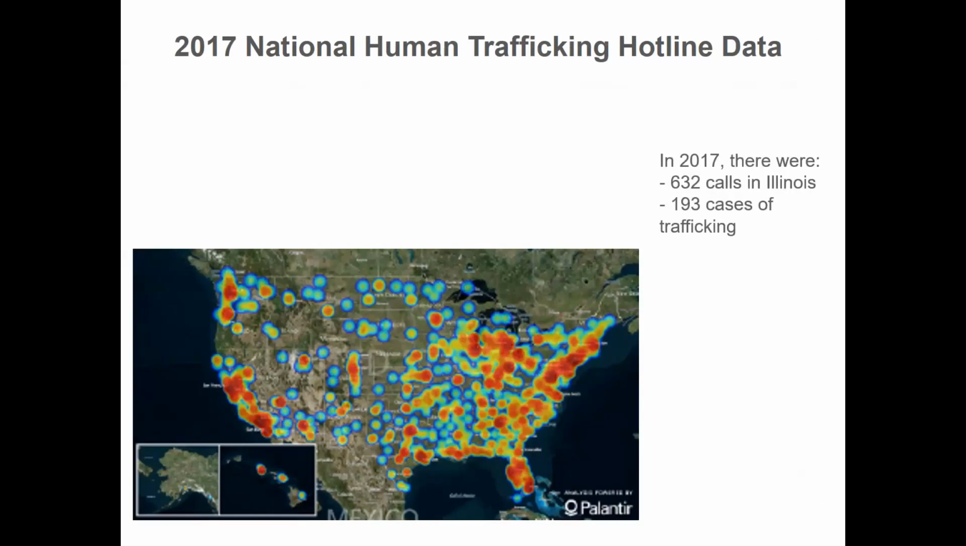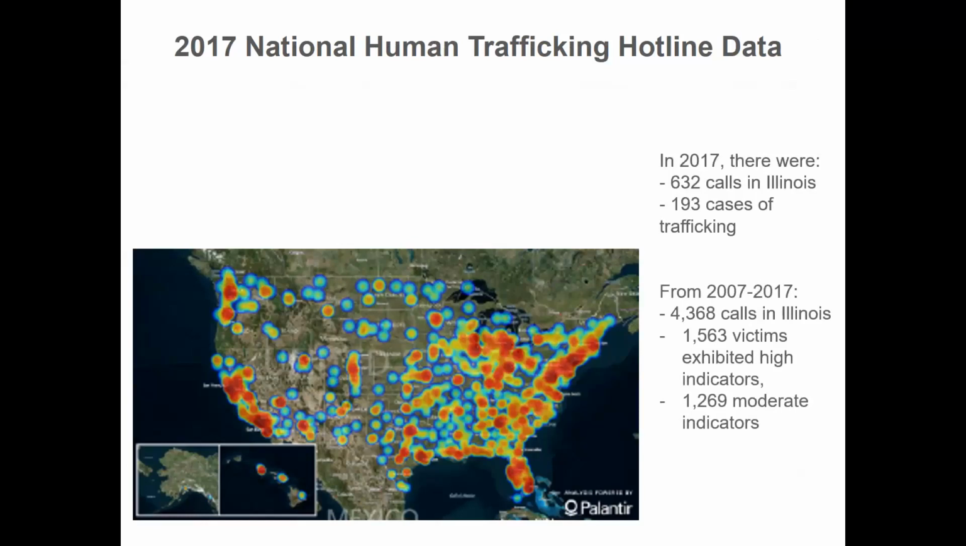193 cases of trafficking as well. From 2007 to 2017, there were 4,368 calls in Illinois made to the hotline. In those years, over 1,500 victims exhibited high indicators of trafficking, while there were nearly 1,300 that indicated moderate indicators.